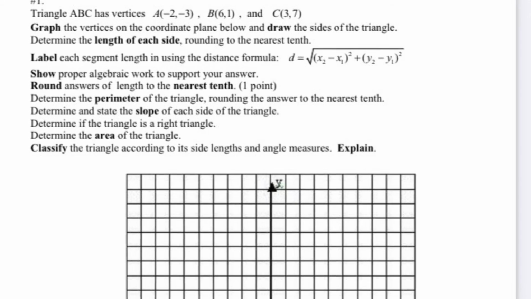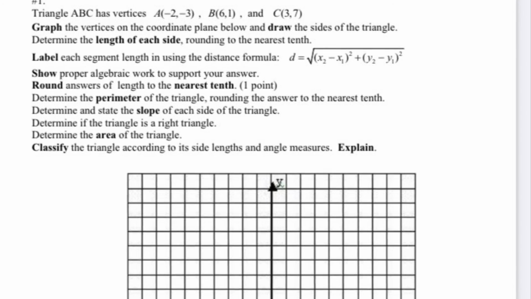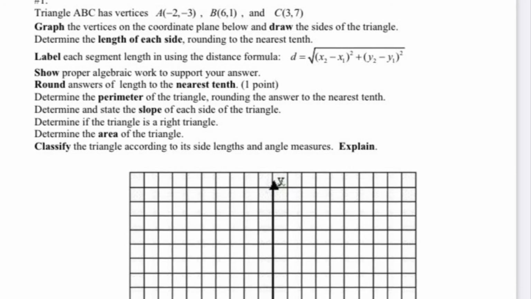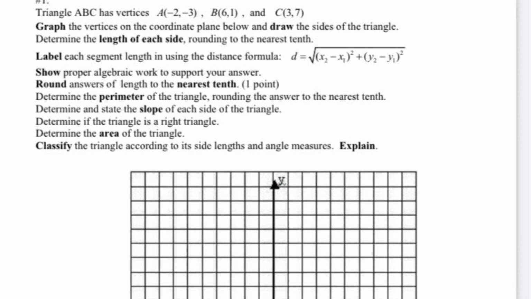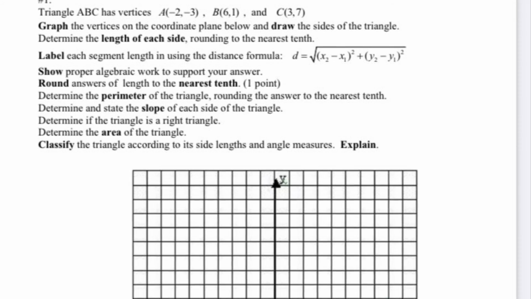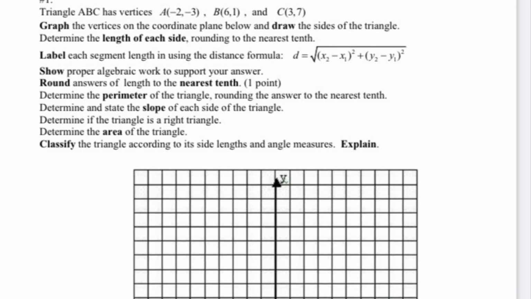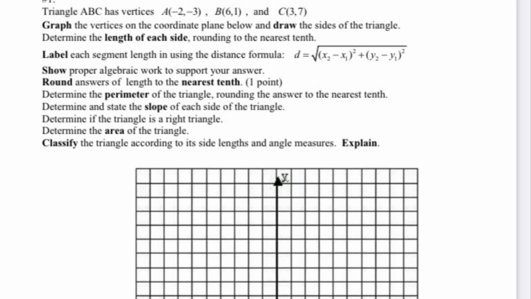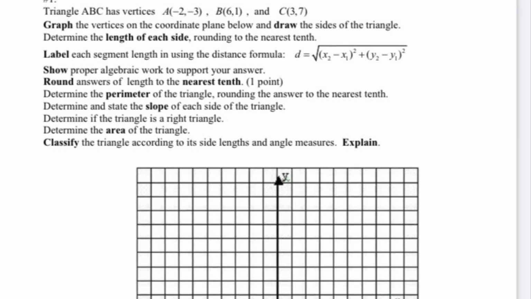So this is the worksheet from previous class. What I want you to do is, we've already found the perimeter. What you now want to do is find the slope of all three sides of the triangle, and see if there are any perpendicular sides, because if there's a perpendicular side, that means it's a right angle triangle. If there are no perpendicular sides, that means there is no right angle in the triangle.